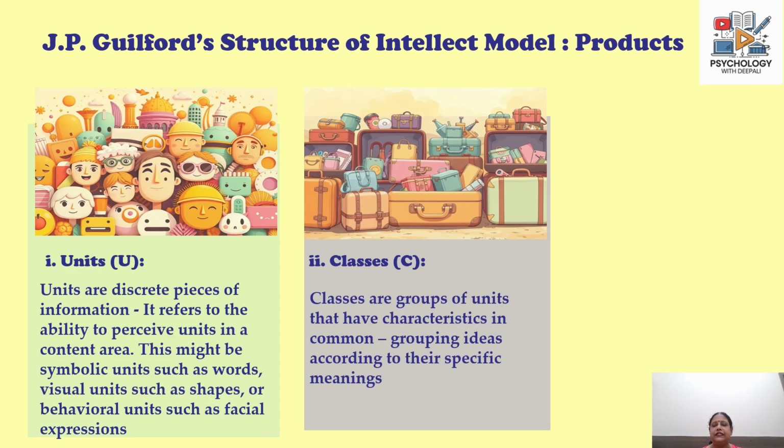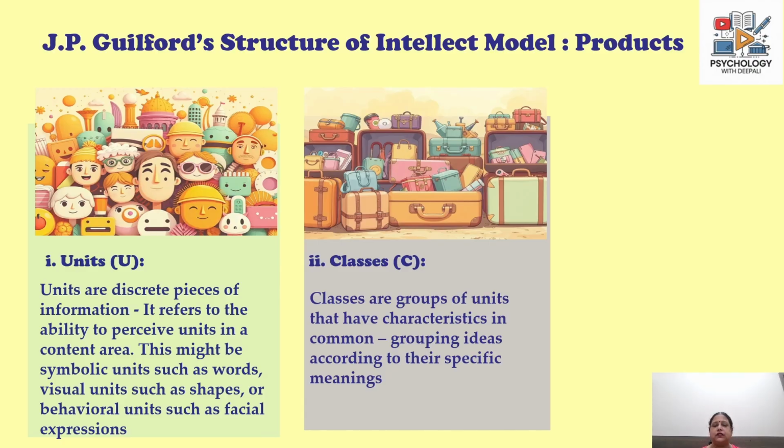So single pieces of information. It refers to the ability basically to perceive units in a content area. So any kind of content area, we mentioned 5 different content areas. In any of the content areas, when we're able to see single entities, then that is units. So this might be symbolic units such as words, it could be visual units such as shapes, or it could be behavioral units such as facial expressions.